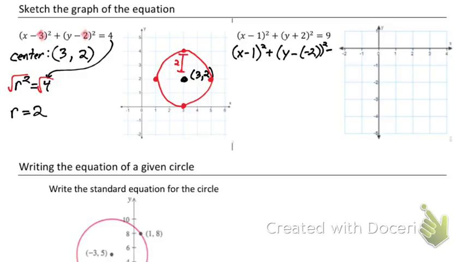squared equals 9. However you want to remember this, our center is going to be 1, -2, because you do have to have those negative signs to be in standard form. So our center is that. Our r squared is going to equal 9. So that means r equals 3, or my radius equals 3. Center is 1, -2. My radius is 3. Remember to take the square root of the number on the right-hand side.